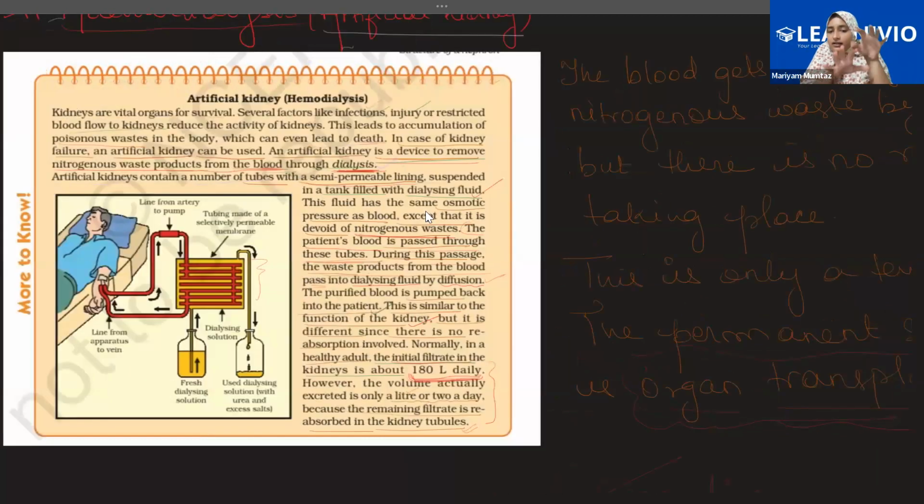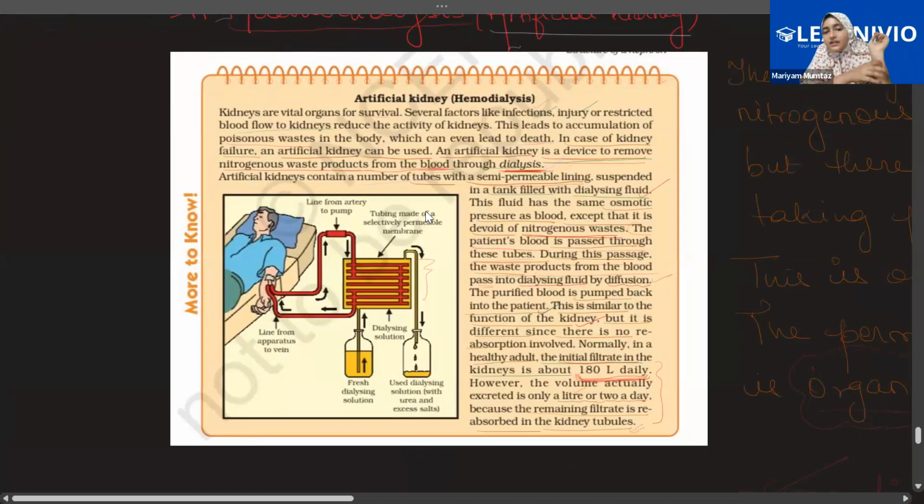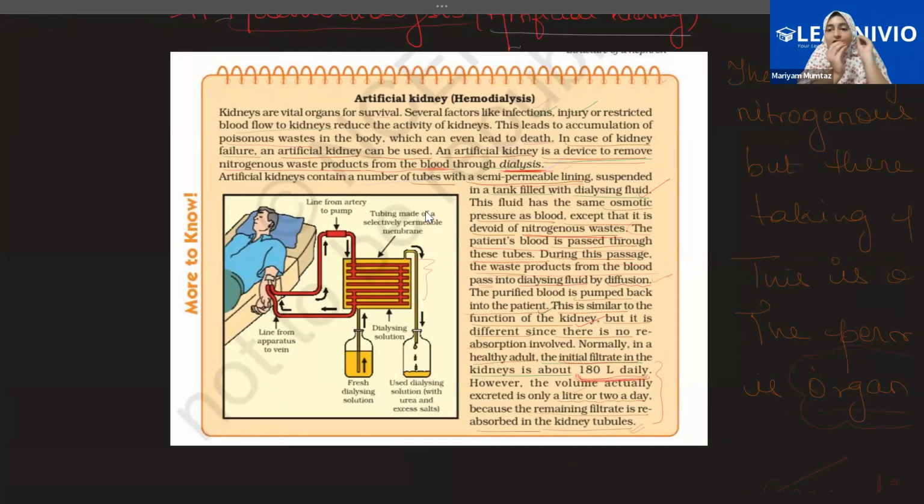Now see, this process, it's not that the person will stay connected to this machine forever. No. Periodically, the person has to go to the hospital to get this done, come back to the house. Go to the hospital, get this done, come back to the house. So they do not have to stay connected to the machine throughout their life.